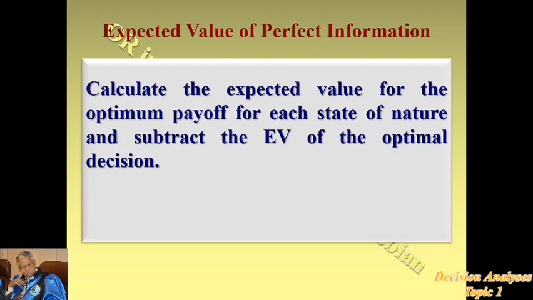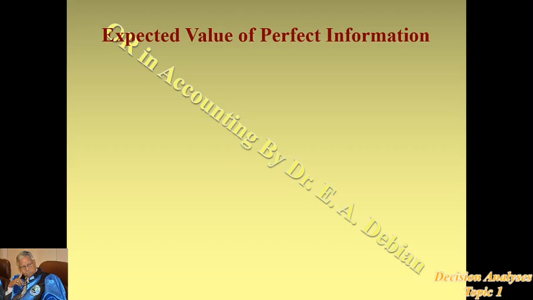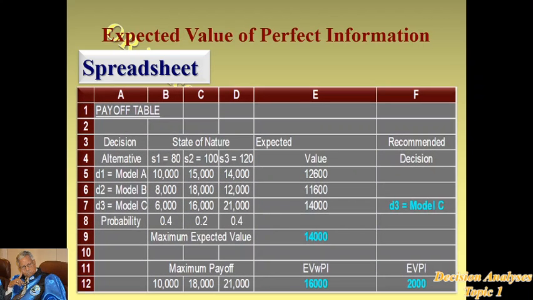Calculate the expected value of the optimum payoff for each state of nature and subtract the expected value of the optimal decision, 2,000 as we mentioned before. Also, this can be included in a spreadsheet. So our previous spreadsheet can include this to calculate the expected value of perfect information also.